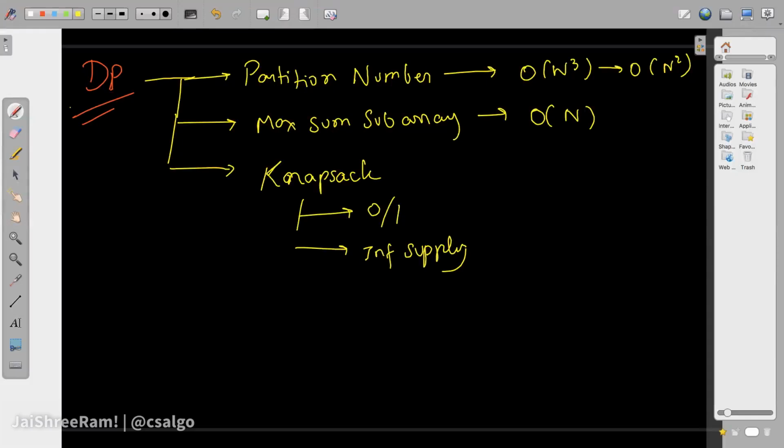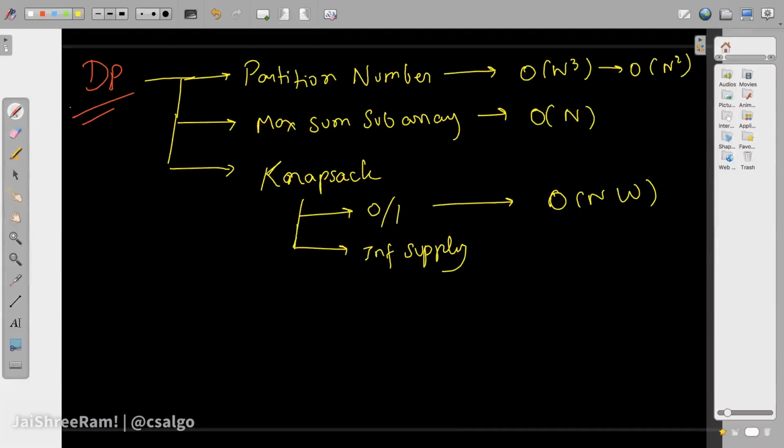In 0-1, we discussed the states, and both of them could be solved in n into w, where n is the number of items and w is the total weight. And we talked about how to change the states in case a particular item has infinite supply available. That we keep the same state I and just reduce the weight by 1.